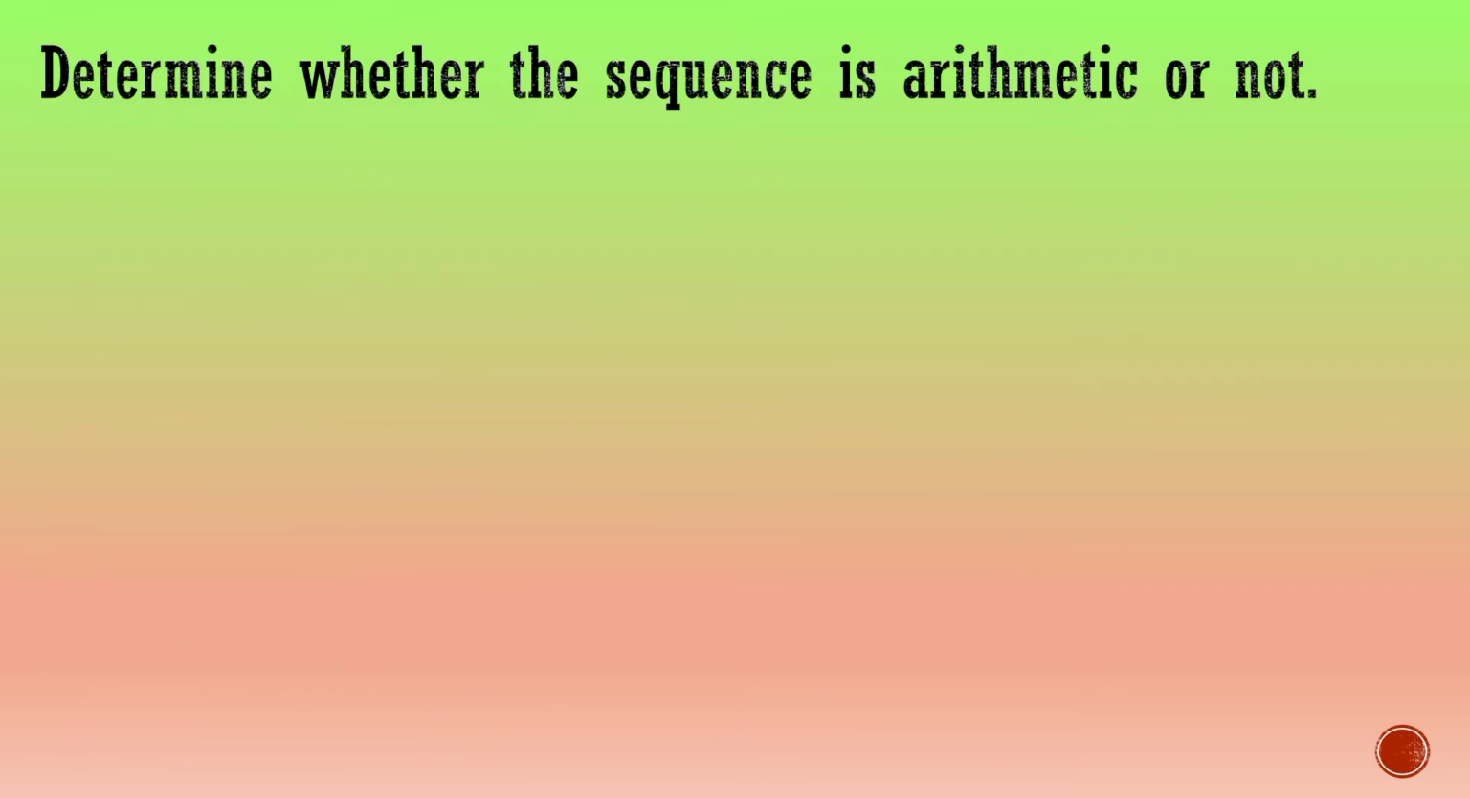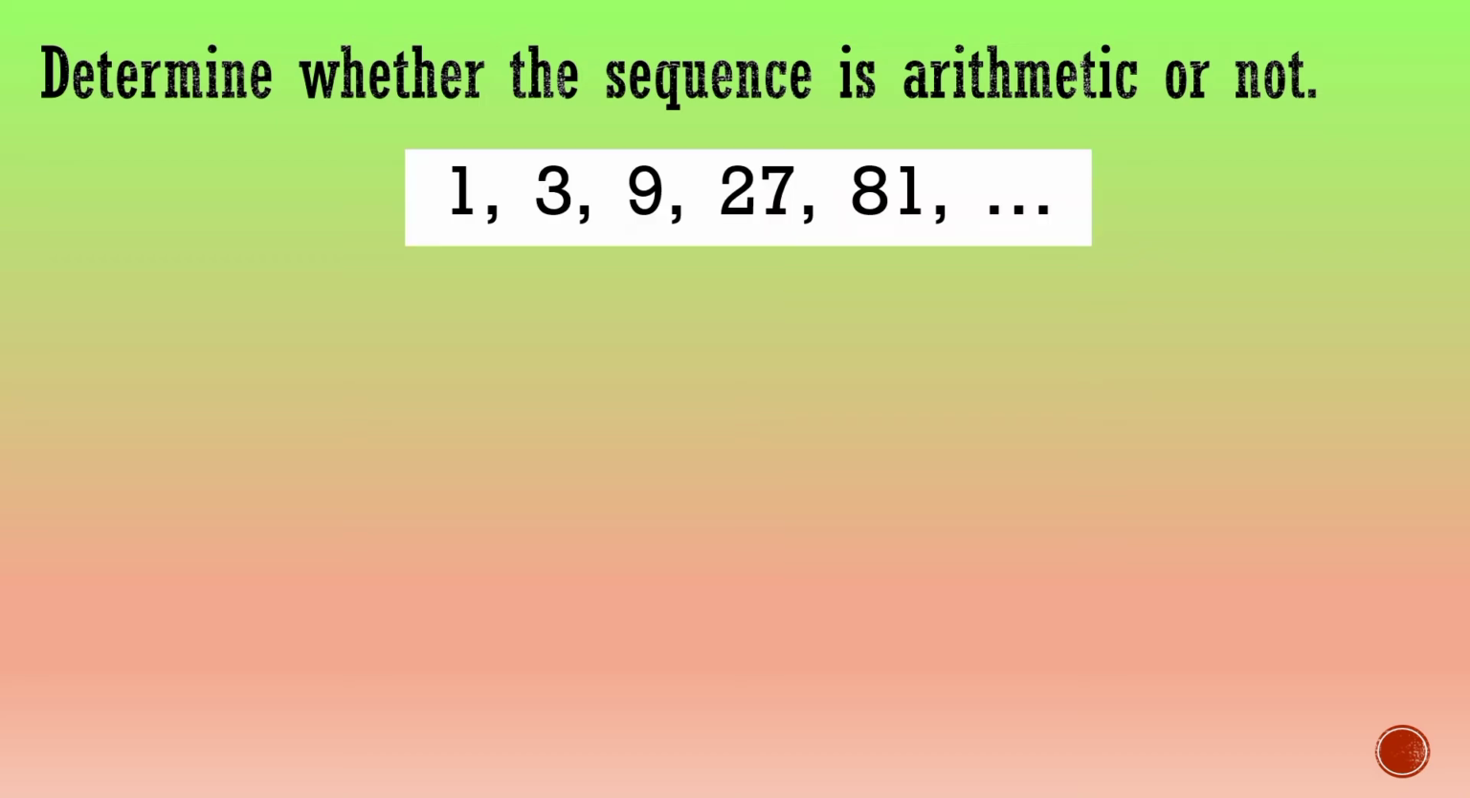Let's try now what you have learned. Determine whether the sequence is arithmetic or not. Let's have the sequence 1, 3, 9, 27, 81, and so on. So, to identify whether the given sequence is arithmetic or not, we have to find the common difference.